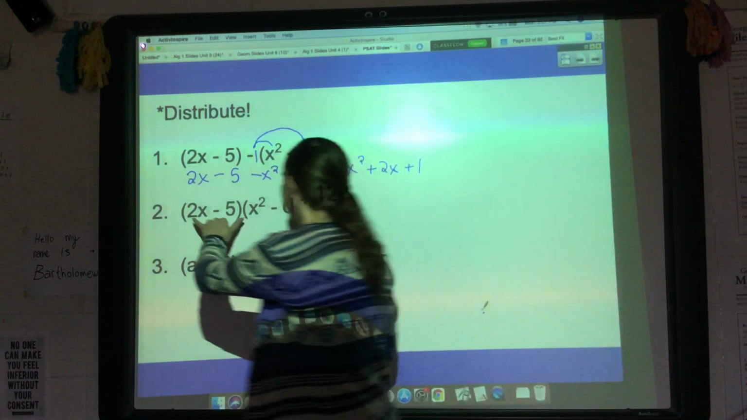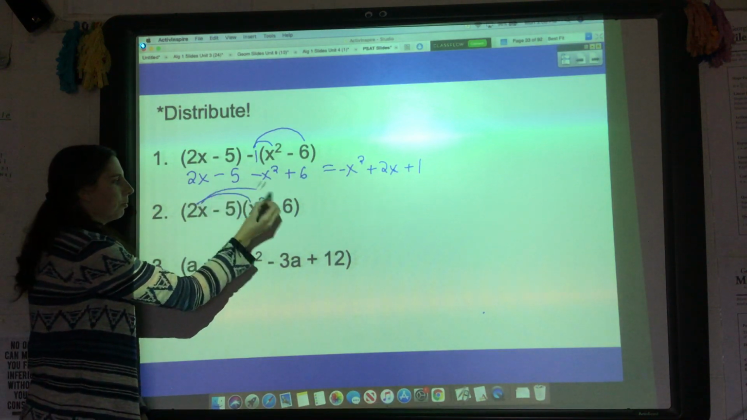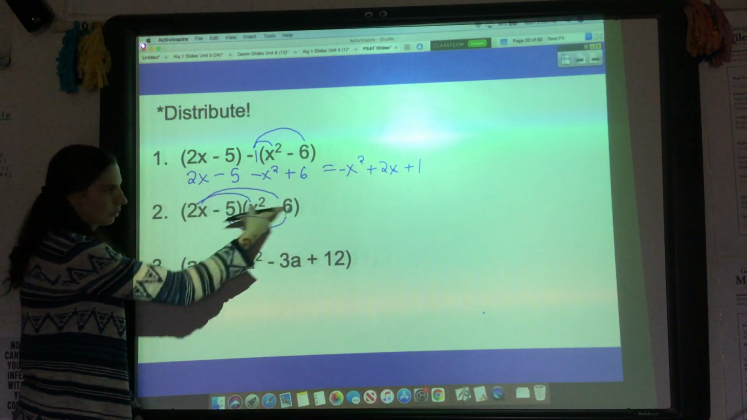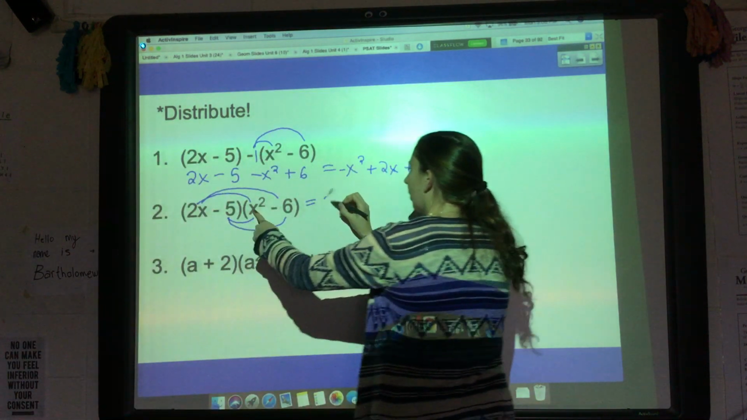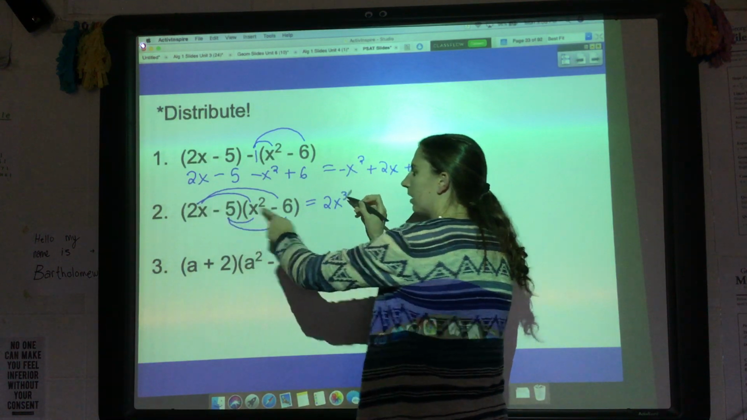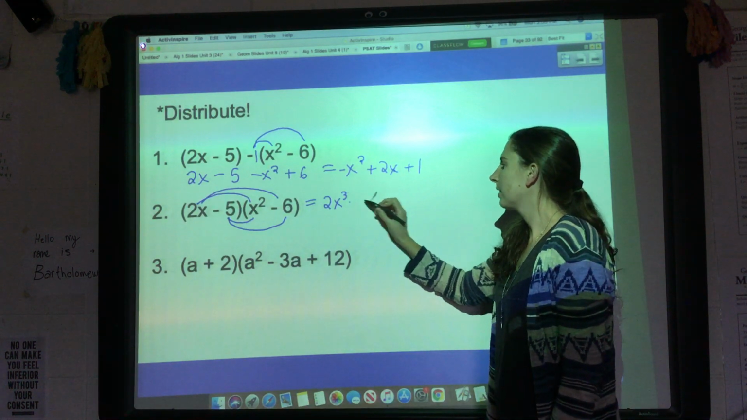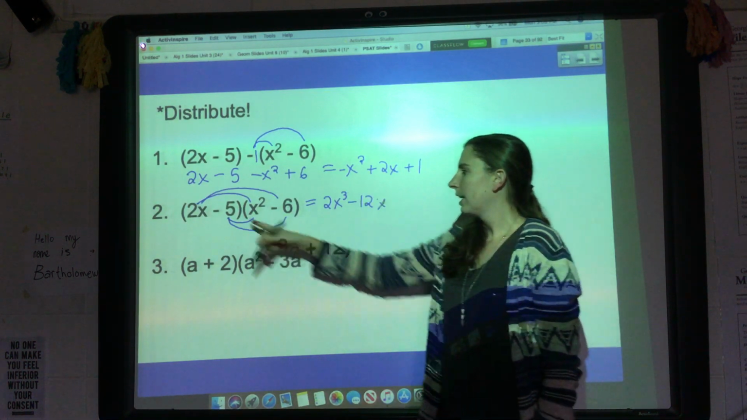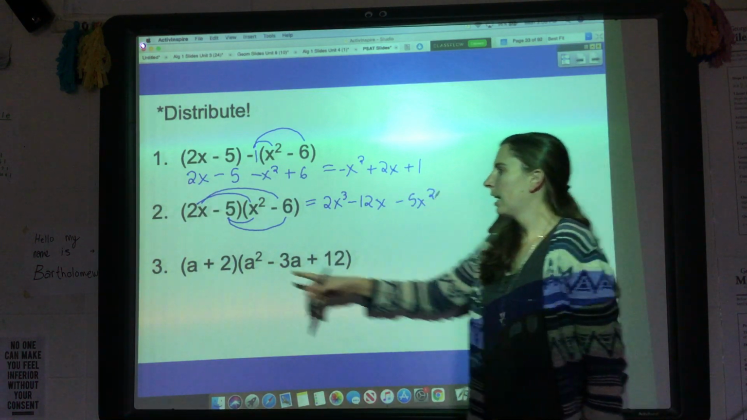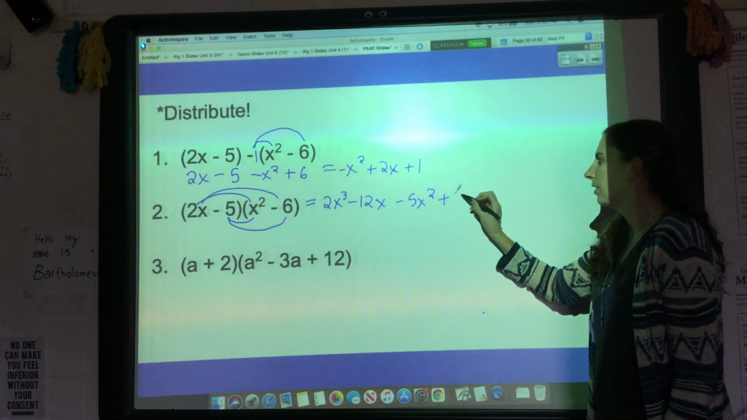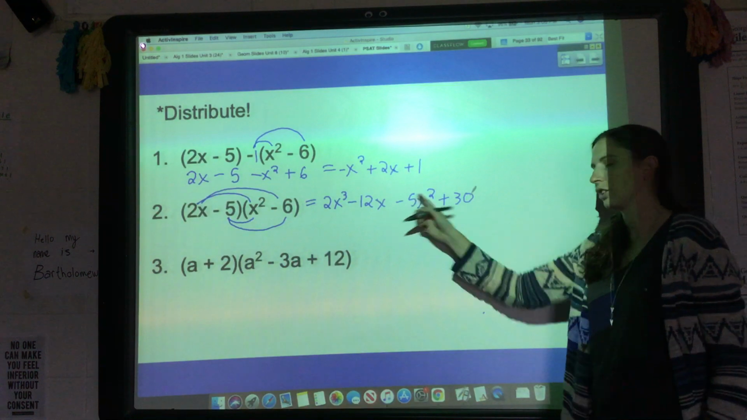On this one, all of this is in front of that parenthesis. So I need to distribute both of these to both of those. So do 2x times x squared, which is 2x cubed, because x times another x times another x. 2x times negative 6 is negative 12x. Negative 5 times x squared is negative 5x squared. And negative 5 times negative 6 is positive 30. None of those are like terms, so I'm just going to leave it. You might want to rearrange it.